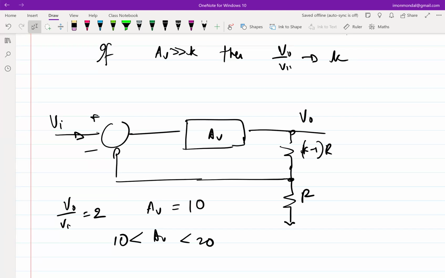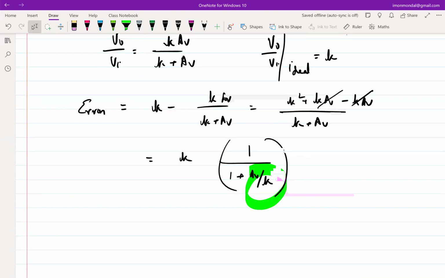I will cover this in detail, but as long as this open loop transfer function is much greater than 1, or in this case, AV is much greater than K, can you comment on the error? The error is inversely proportional to AV, almost, right? If AV by K is much greater than 1, the error is inversely proportional to AV. So error goes down if AV increases, right?